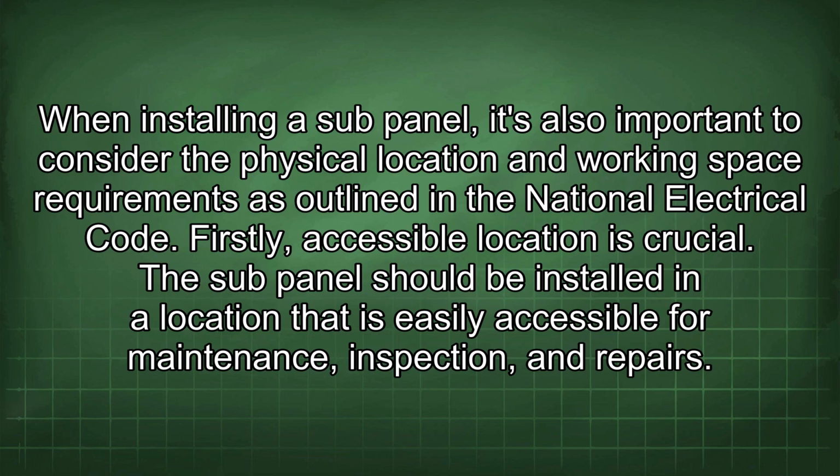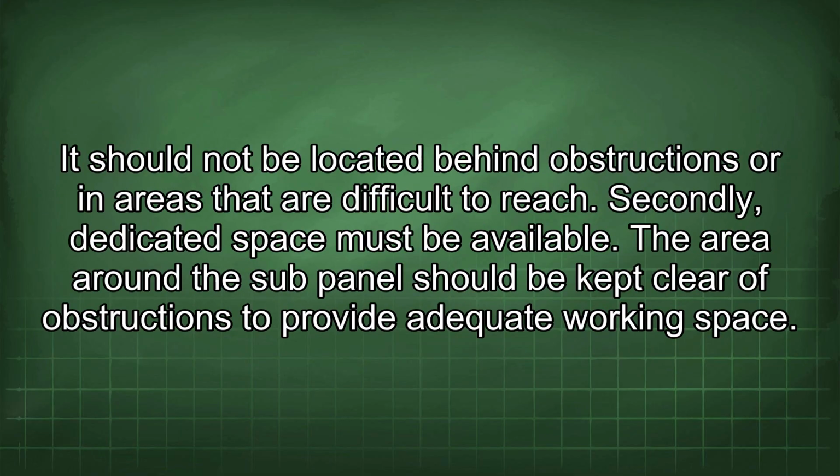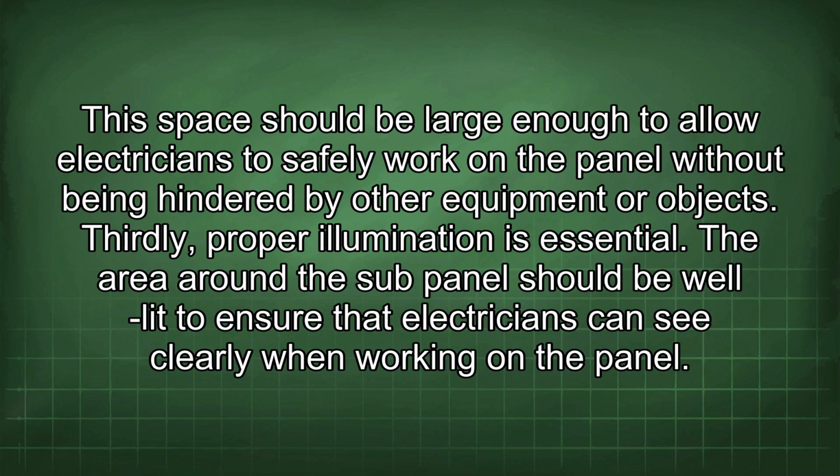Firstly, accessible location is crucial. The sub-panel should be installed in a location that is easily accessible for maintenance, inspection, and repairs. It should not be located behind obstructions or in areas that are difficult to reach. Secondly, dedicated space must be available. The area around the sub-panel should be kept clear of obstructions to provide adequate working space. This space should be large enough to allow electricians to safely work on the panel without being hindered by other equipment or updates. Thirdly, proper illumination is essential.